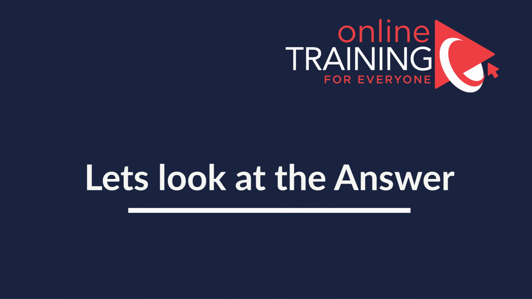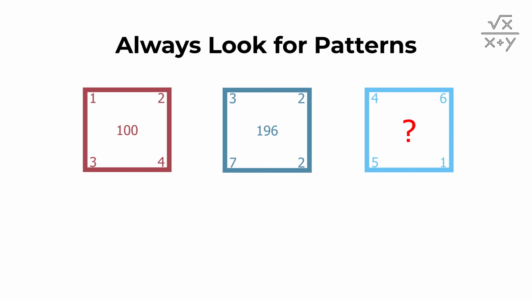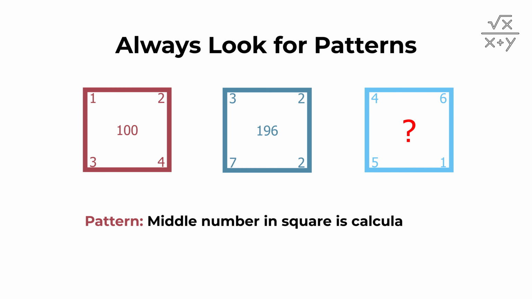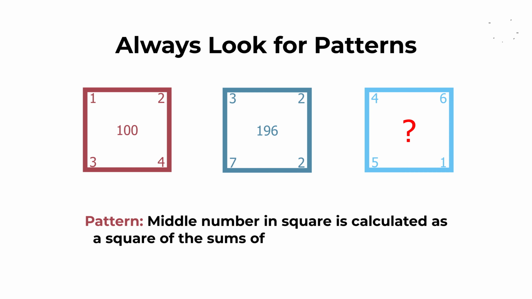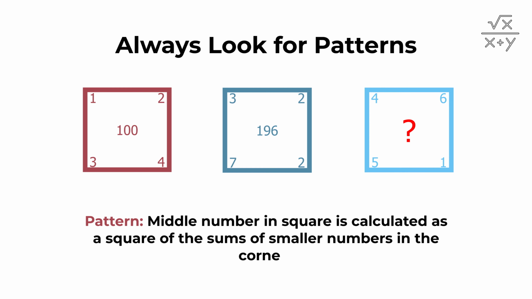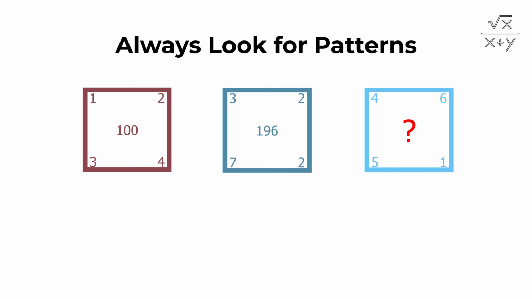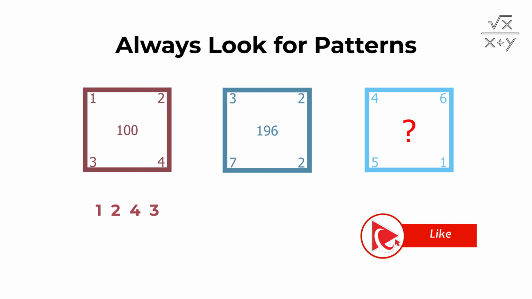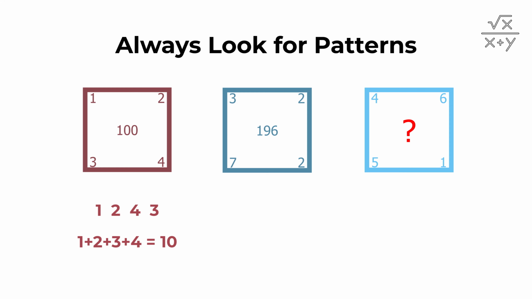As usual, to solve any challenge, my advice to you, always look for patterns. And the pattern here is that the middle number inside the square is calculated as a square of the sum of the smaller numbers in the corners. Let me explain. Let's take the brown square. We have numbers in the corners 1, 2, 4, and 3. The sum of 1, 2, 3, and 4 is 10, and 10 squared is 100, and this is how 100 was calculated.